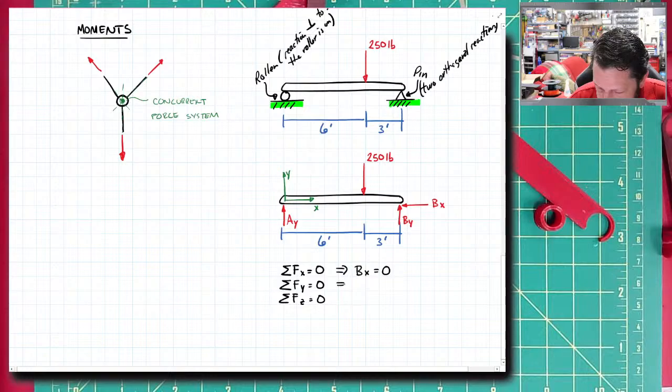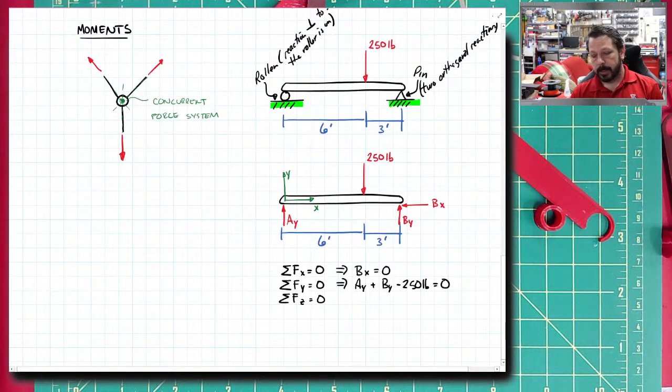FY tells me that AY plus BY minus 250 pounds equals 0. So that's kind of useful. But it doesn't tell me the value of AY and BY. It just tells me that they are adding to 250 pounds. Z doesn't tell me anything. It just says that there are no forces in the Z direction. 0 equals 0 is all it tells me. Doesn't really tell me anything.